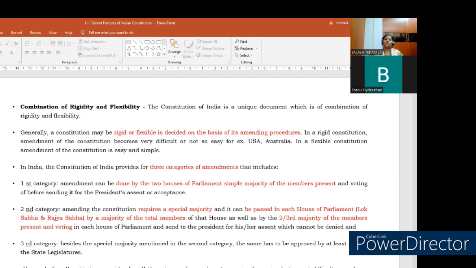The third category of the amendment, besides a special majority, requires a special majority and it has to be passed by both the houses of the parliament by a majority of the total members, and at the time of voting, two-thirds of the members present have to vote in both houses of the parliament. Then it has to be sent for the president's assent. Along with that, the special majority mentioned in the second category, the same has to be approved by at least 50% of the state legislatures.